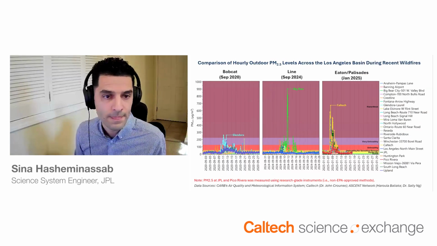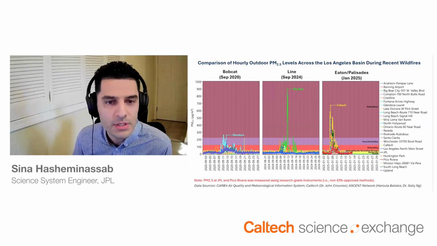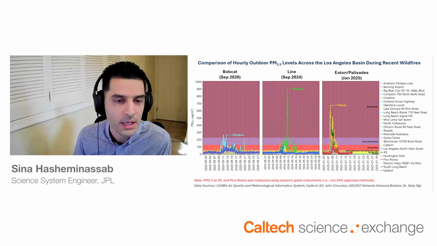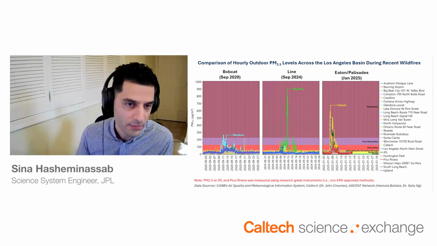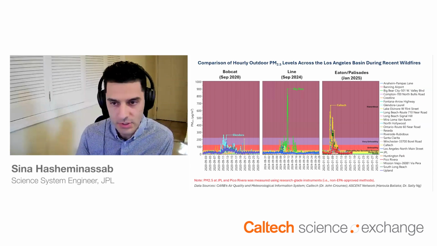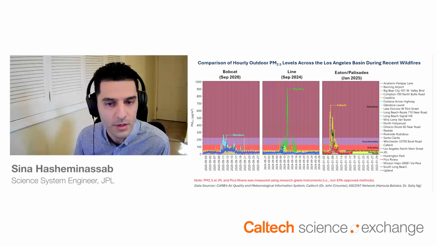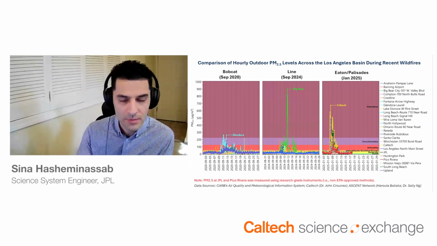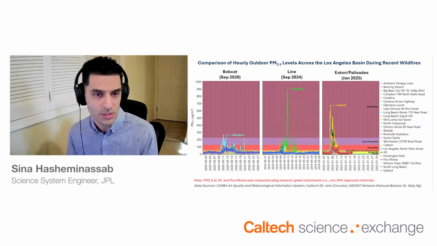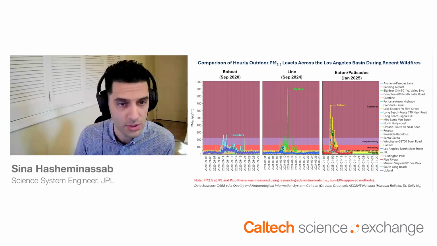This slide compares the PM 2.5 pollution levels during the recent fires with two other fires that we experienced over the past few years. One is the Line Fire, and the other one is the Bobcat Fire. There are several factors that determine the impact of wildfires on air quality. Some of the most important ones include size and location of the fire, materials burned, and of course the meteorology, specifically wind speed and wind direction.